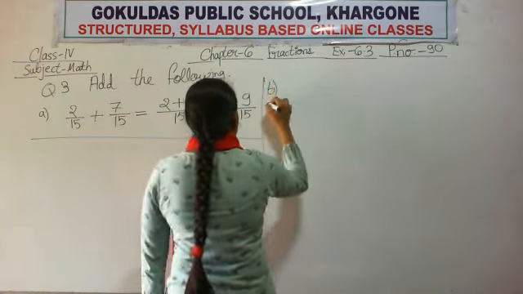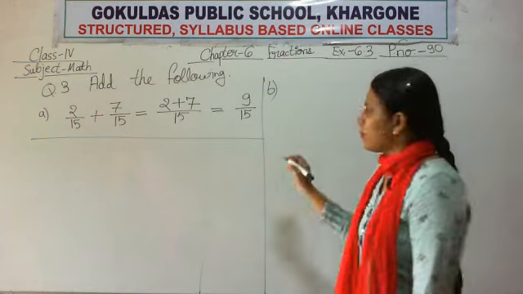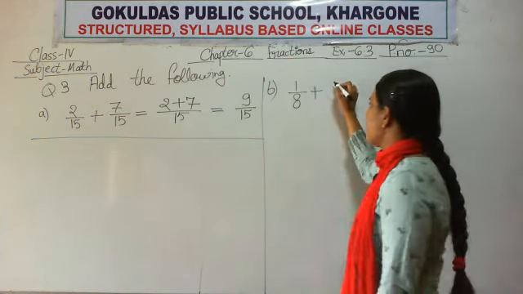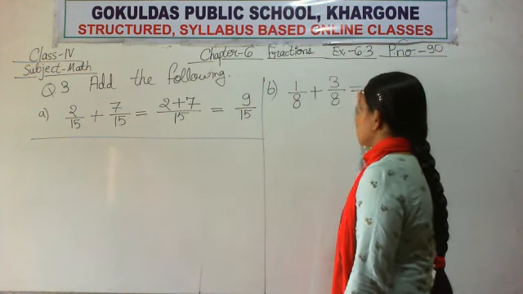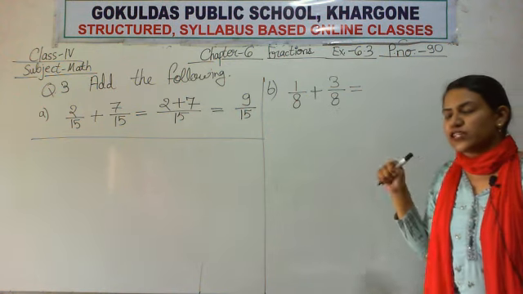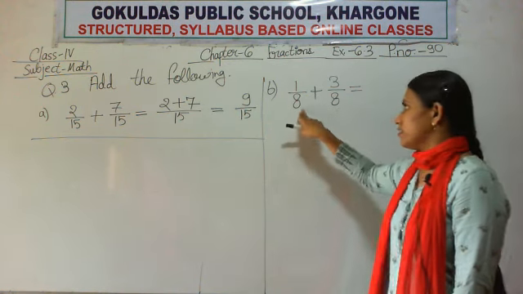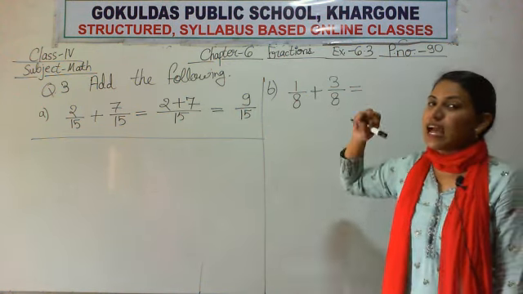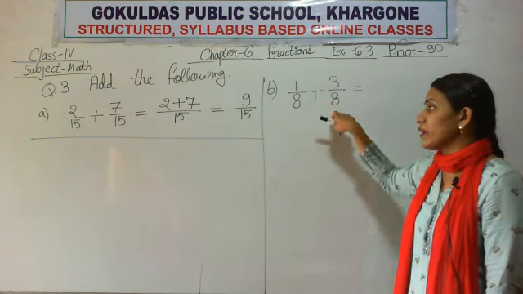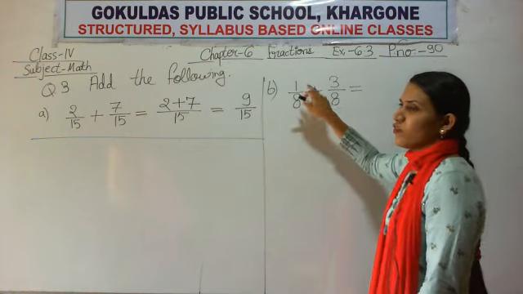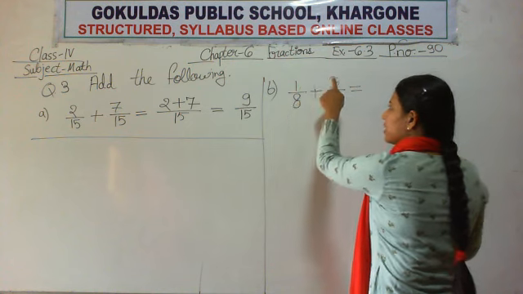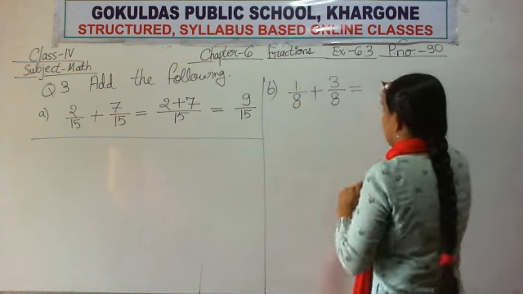Now question number B. 1 upon 8 plus 3 upon 8. You want to add these two fractions, right? So to add fractions, what do we check? We check denominator. If both the denominators are same, means they are like fractions. Then what do we do? We add numerators together. Means 1 is numerator here, 3 is numerator. So we add numerators together.